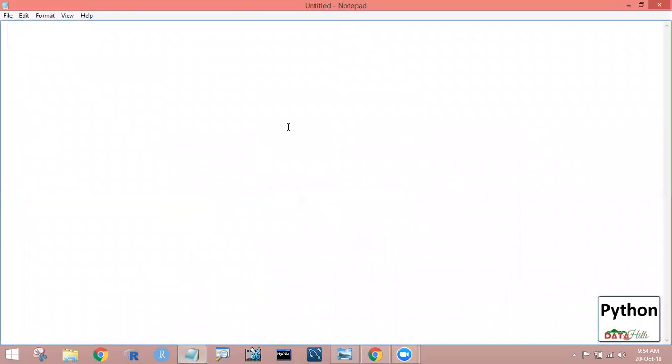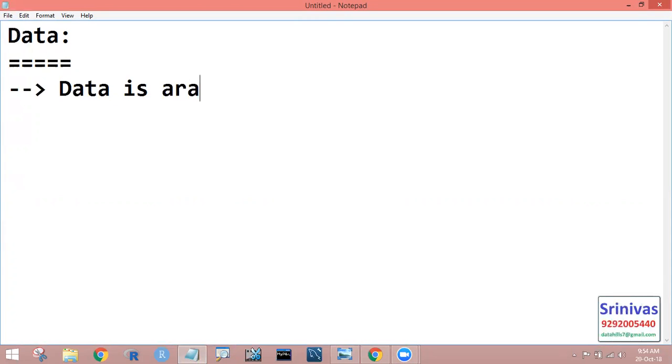Let us start. What is data? First of all, what is data? Is there any difference between data and information, or are both the same? There is some difference between data and information. First of all, what is data? See, data is a raw fact. What is a raw fact?